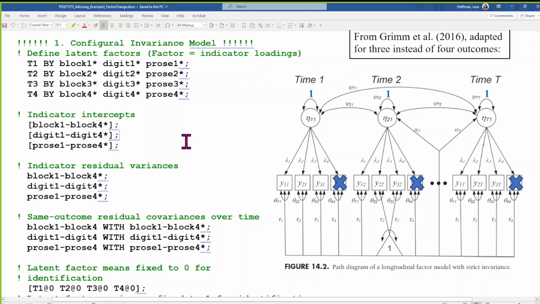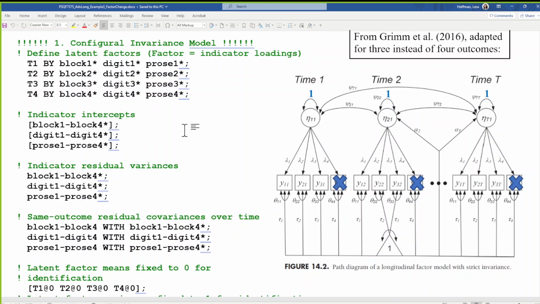Okay, with me so far? Yes? T just basically means latent cognition at time 1, time 2, time 3, and time 4. Yep, my cognitive status at this occasion is theoretically responsible for how I answer block design, digit symbol, and prose recall. That's what I'm saying.